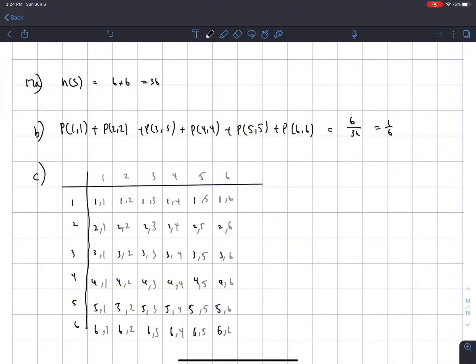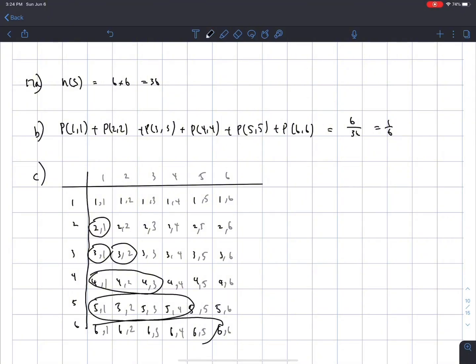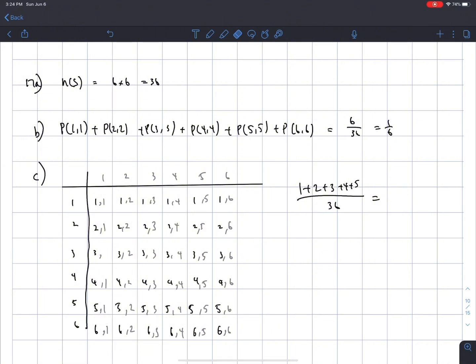Okay, so the black greater than the white. This one, black is greater than white, black greater than white, right? These 3, and then these 4, and these 5. So that's 1 plus 2 plus 3 plus 4 plus 5 out of 36. And if we simplify this, we get 5 out of 12.